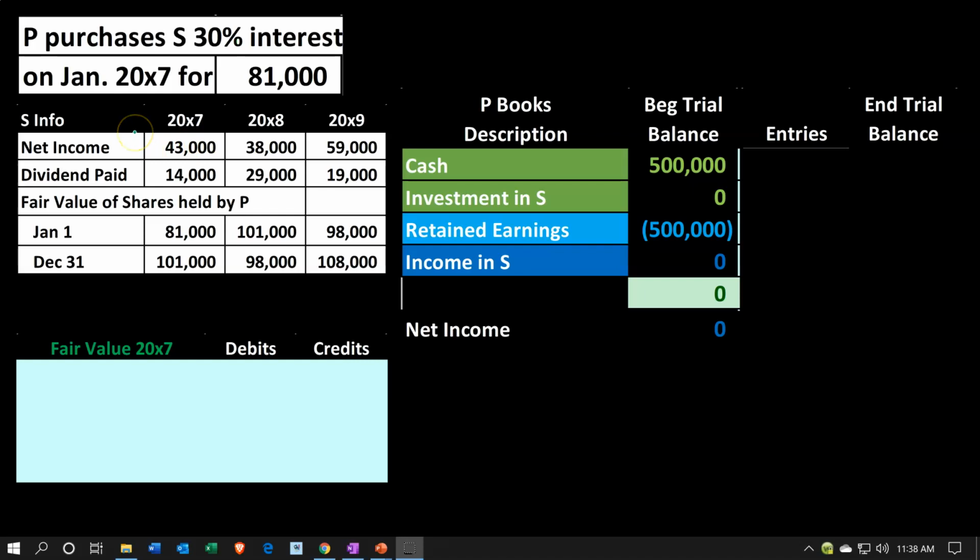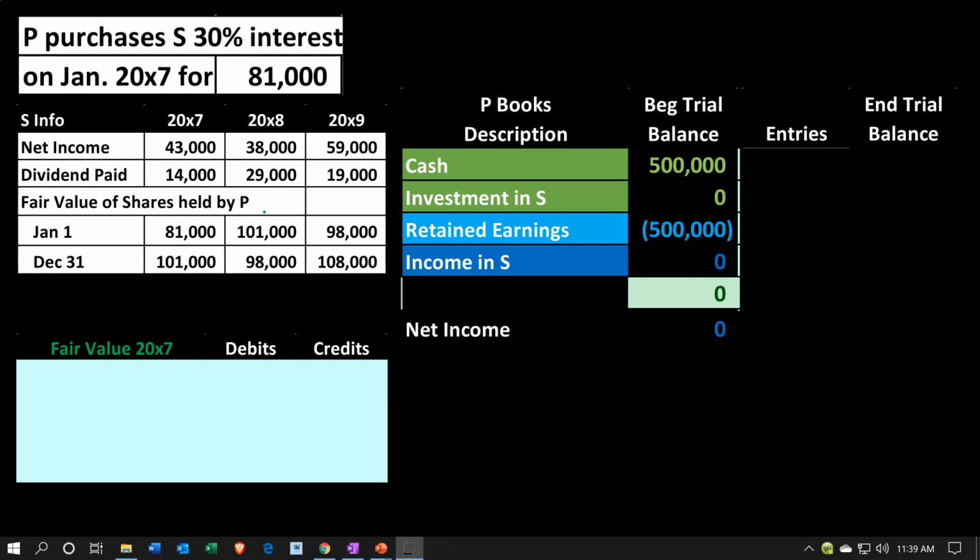So we're going to have the information for S down below then, and we're going to say for 3 years, the purchase took place in January of 2000X7, and then we have 2000X8, 2000X9. We've got the net income information for S, we've got the dividend that was paid by S, and then we have the fair value of shares held by P. So these are the fair value of the shares of S that P is now holding the 30% of. Now note here, we're not going to be using this fair value information down below. We don't need this information because we're going to be using the equity method. This information down below would be used if we're using the fair value method.